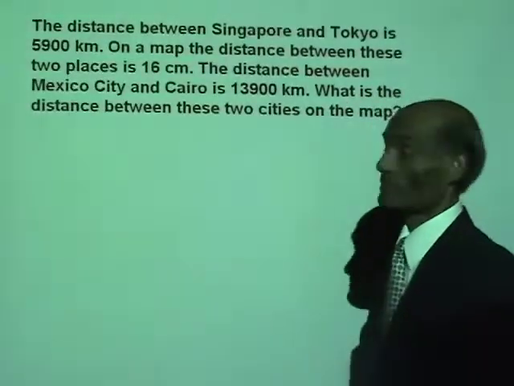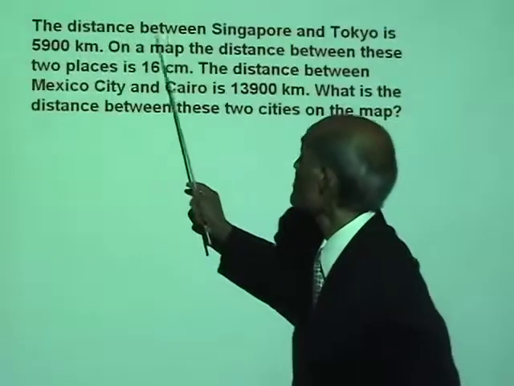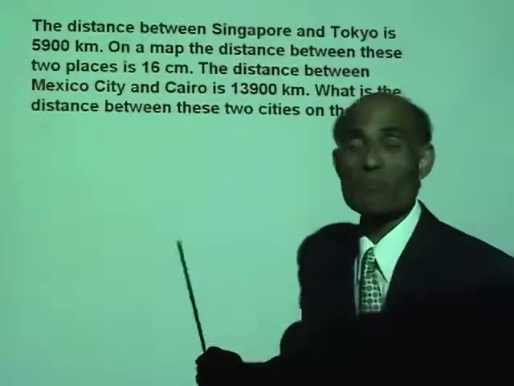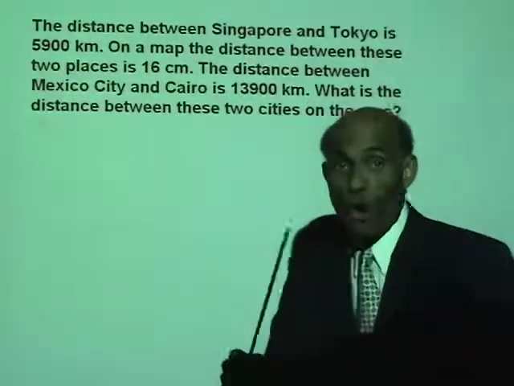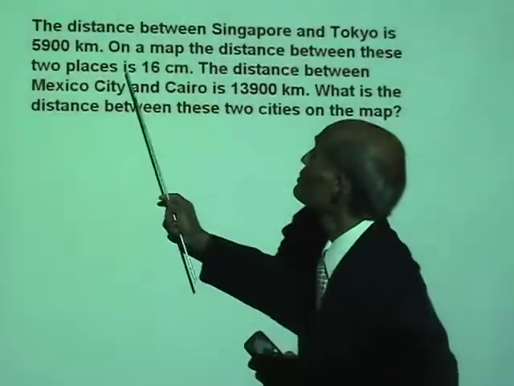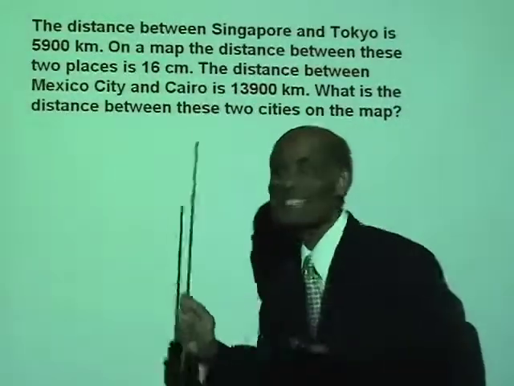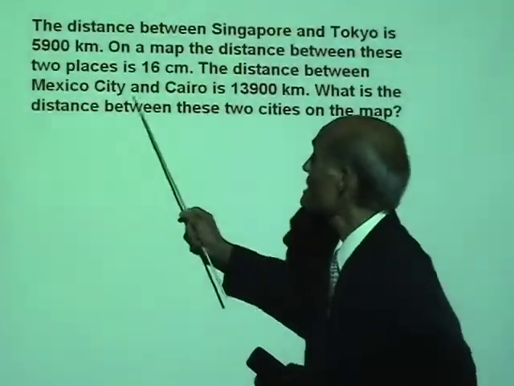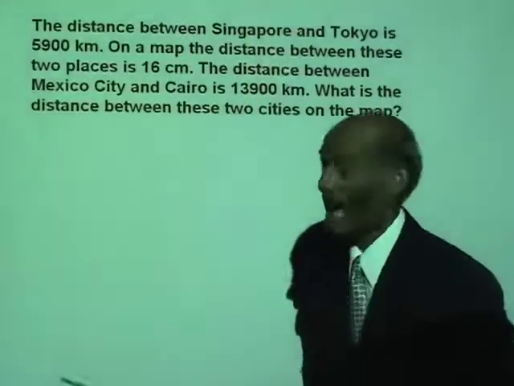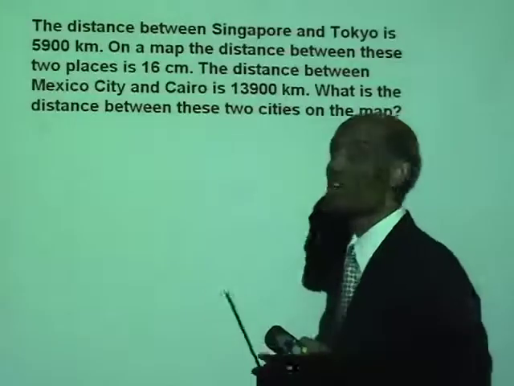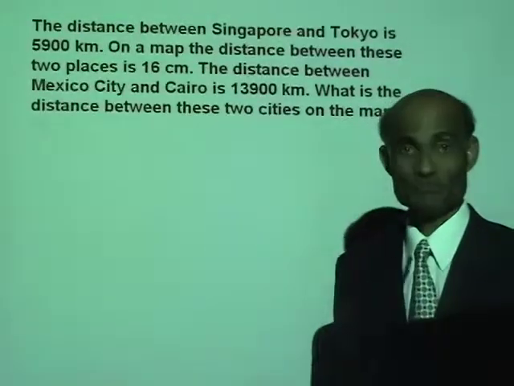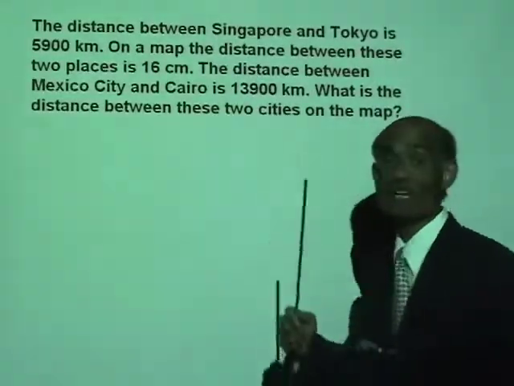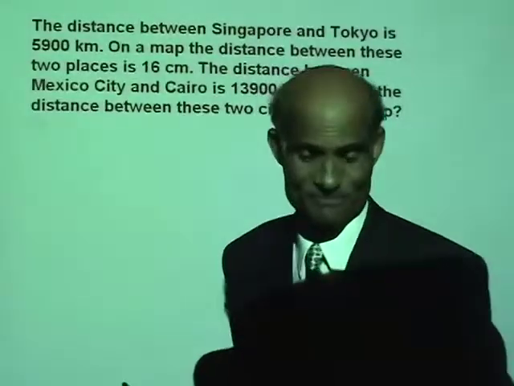Alright. Look at another problem. The distance between Singapore and Tokyo is 5,900 kilometers on land. And on a map, the distance between these two cities is 16 centimeters. The distance between Mexico City and Cairo on land is 13,900 kilometers. If you measure the distance on a map, what will be the distance on the map? Do you understand this problem?